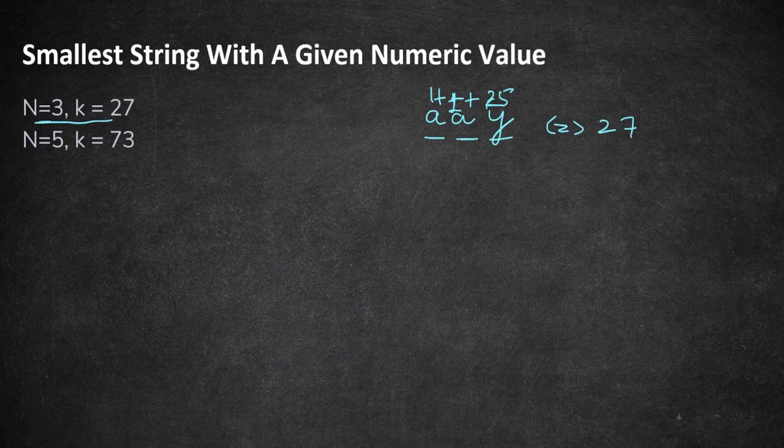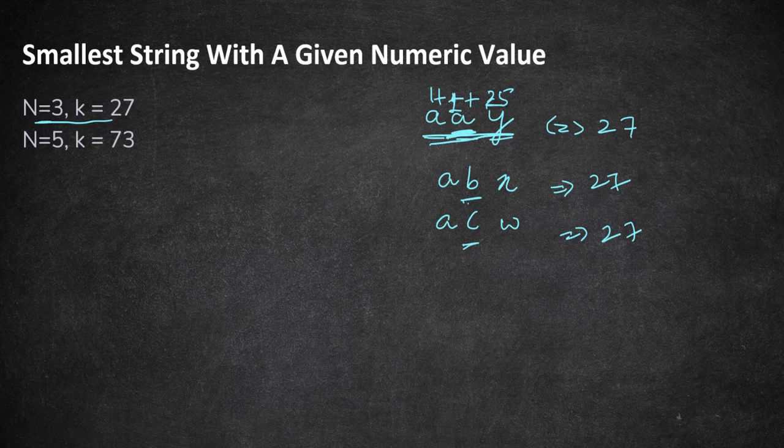We can also form A, B, X, or A, C, W, which also sum up to 27. But the problem statement clearly says we have to form the lexicographically smallest string. In that case, AAY would be the lexicographically smallest out of all these solutions, because the second character is B and C in the other ones, whereas here it is A. This is going to be lexicographically smallest.